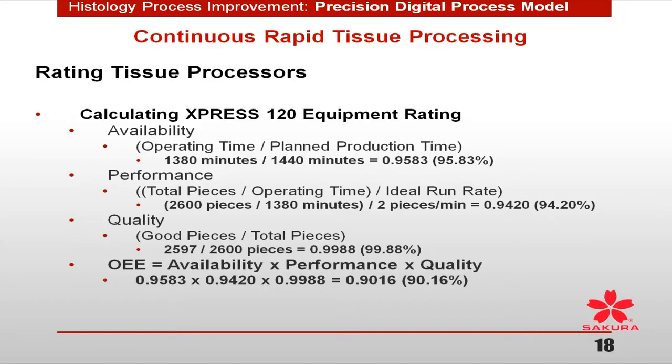When we calculated the Express 120, we looked at our operating time to the planned production time, our performance, our quality, and again, these were at the time of this study. They change daily, weekly, monthly, however you're doing this, but it has to be specific data. It's not something where there's one set of data that can be applied. But I think it's valuable for you to use this in your specific lab and collect that data. When we looked at that, the overall OEE was a 90.16.